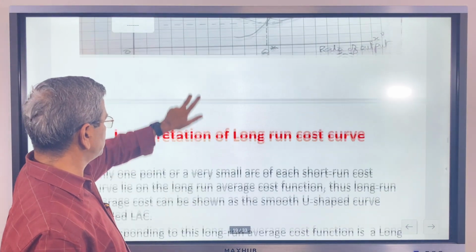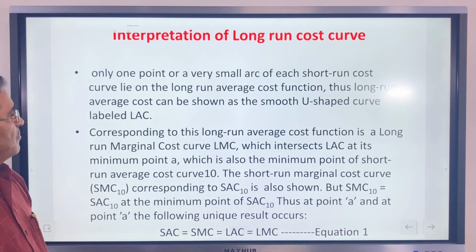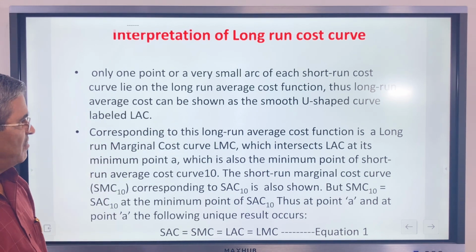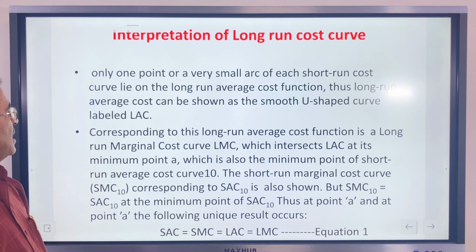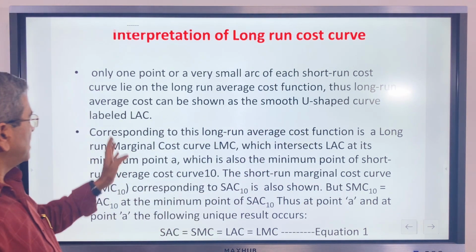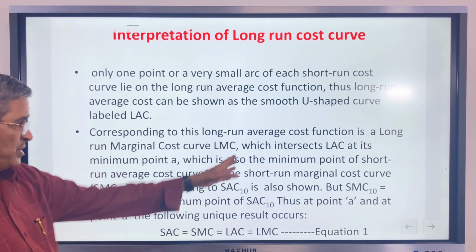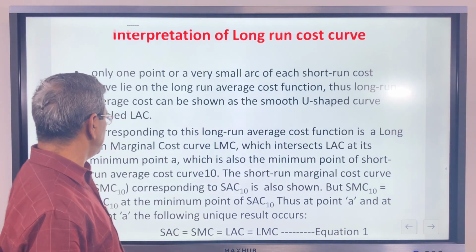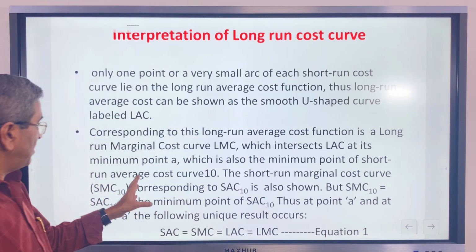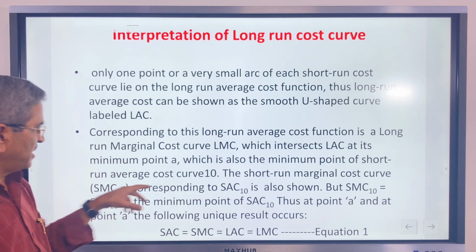The same thing I have explained here, the interpretation of the long run cost curve. Only one point on a very small arc of each short run cost curve lies on the long run average cost function. Thus, the long run average cost function can be shown as a smooth U-shaped curve, and corresponding to the long run average cost function is a long run marginal cost curve, which we have shown. It intersects with the LAC at its minimum point, which is also the minimum point of the short run average cost curve of at least two, SAC4 and SAC3, we have seen.